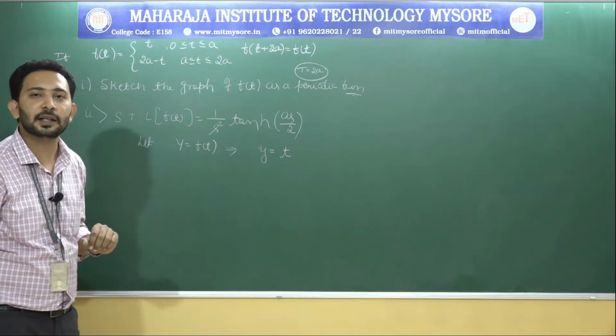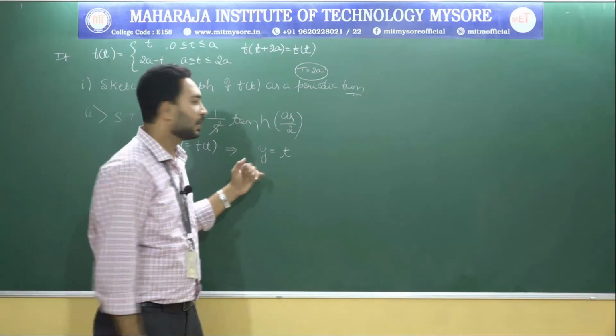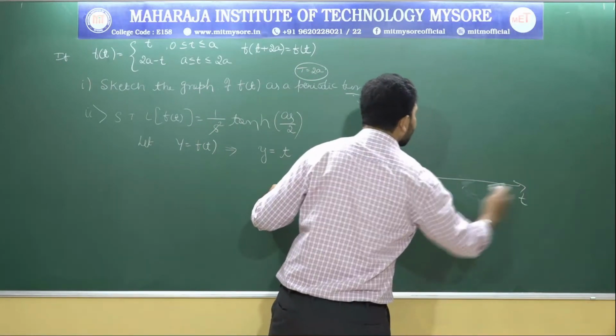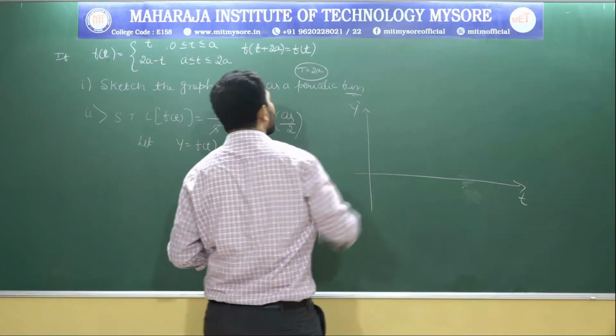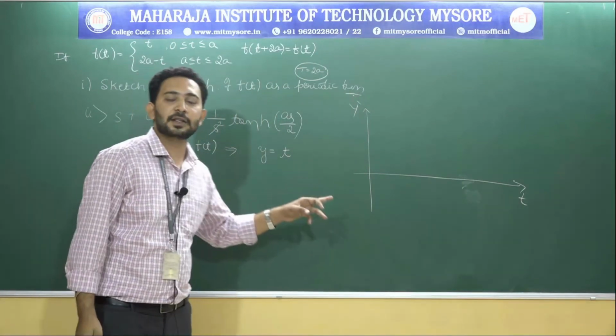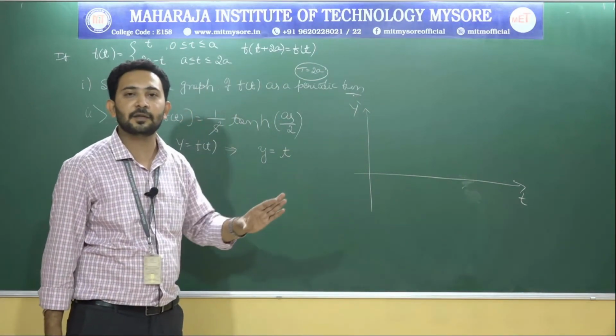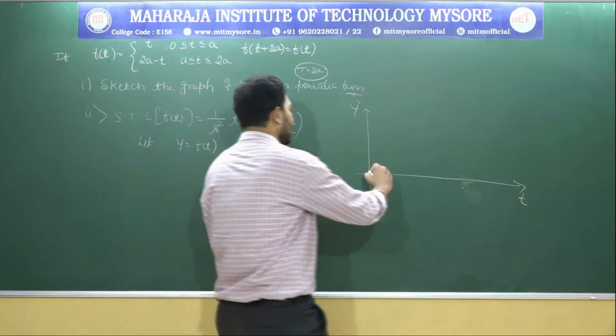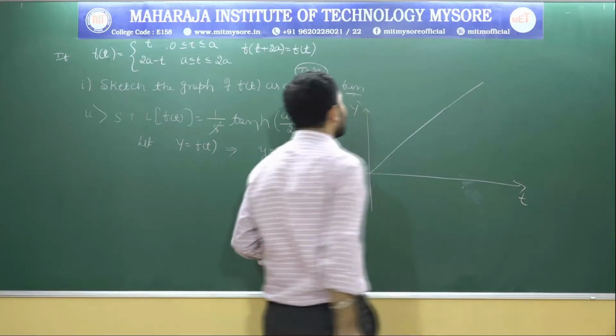What is y equals t? Y equals t is nothing but a straight line. If I take this as t axis and this as y axis, y equals t is nothing but a straight line which passes through the origin with an angle of 45 degrees. So this is the straight line.